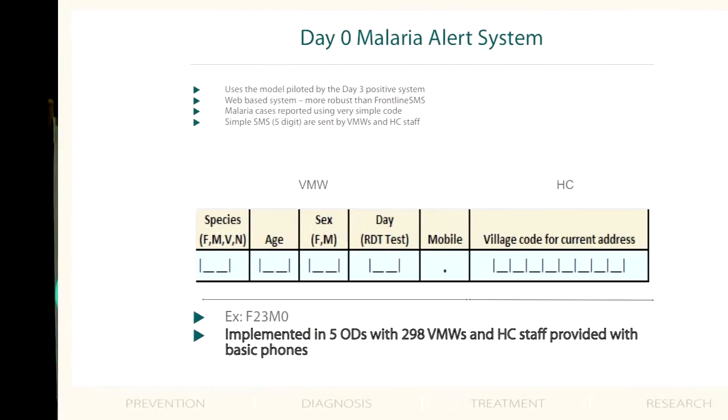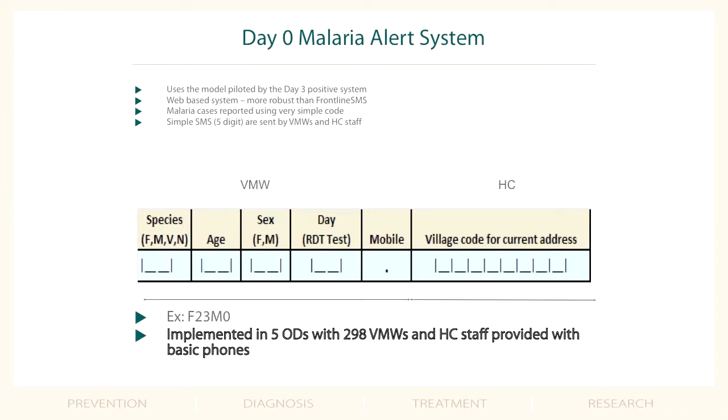And for the code that the user sends to the system, we designed it very simple, because the user is a VMW, a village malaria worker, who has limited knowledge. That's why we try to design the code very simple for them to report to us. The code has 5 digits, and is supposed to be sent by the VMW and the health center staff. So the code is like this.